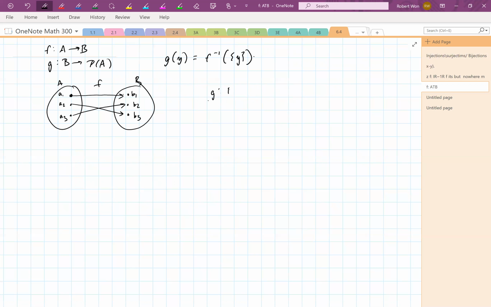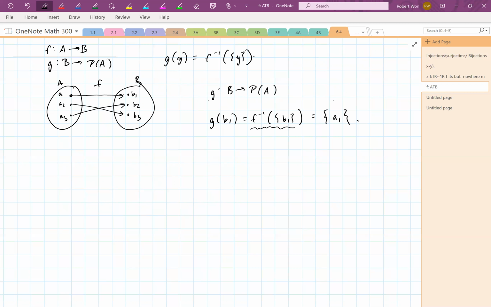Okay, so G goes from B to the power set of A. And G of B1 is the pre-image of the set containing B1. So that's the set of all elements that map over to B1, but that's just the set containing A1. Right? Again, this is defined to be the set of all elements that map over to B1, but that set only contains a single element, which is A1.